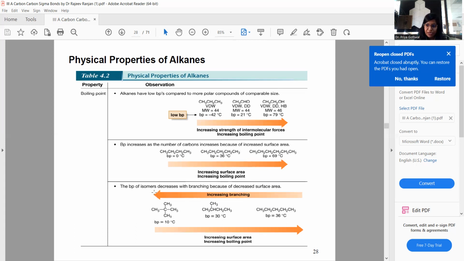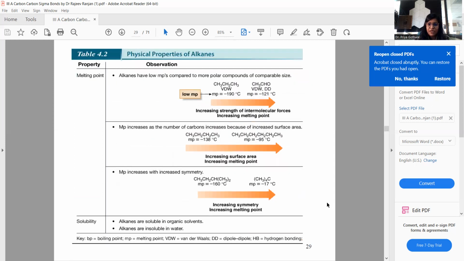The next category is the boiling point of isomers. We explain this: the boiling point of isomers decreases with branching because of decreased surface area. So we can see here neopentane having a boiling point of 10 degrees centigrade, isopentane having a boiling point of 30 degrees centigrade, and n-pentane having a boiling point of 36 degrees centigrade. As we see, increasing surface area increases the boiling point. So this phenomenon affects the boiling point.